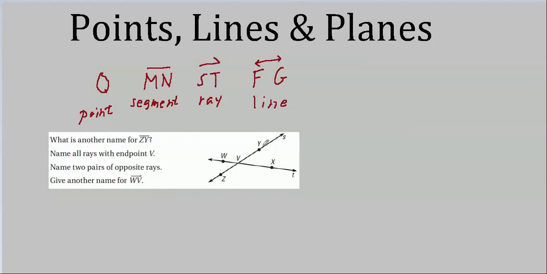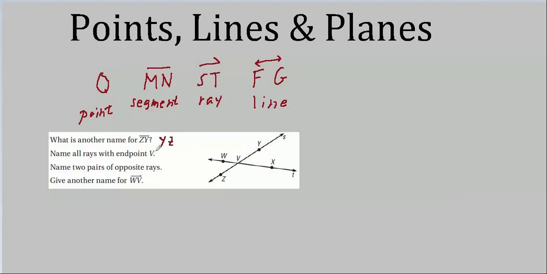If this were a line, we might be able to say ZV, because any 2 points on a line are good enough to define the line. But for segments, we need the endpoints. If we talk about the segment ZV, we mean it ends right here at V. And that's not what's going on. So, what's the other way to say this? Well, we could just reverse the order. It doesn't matter which order you write them in. So you could write YZ. That would be about it.